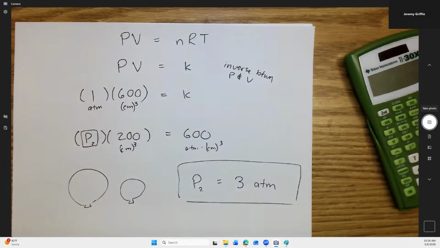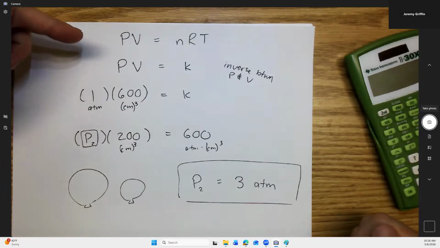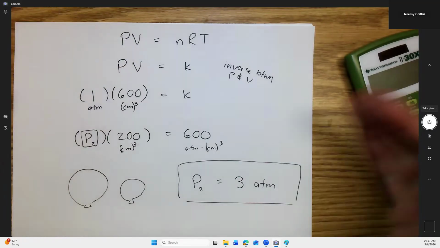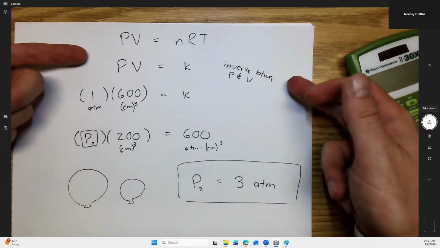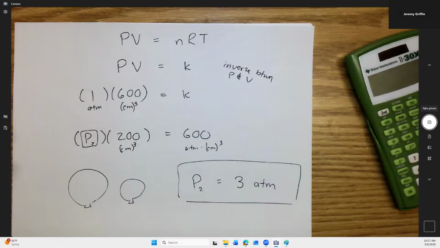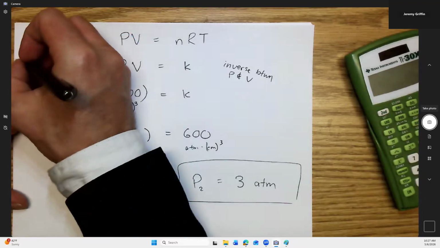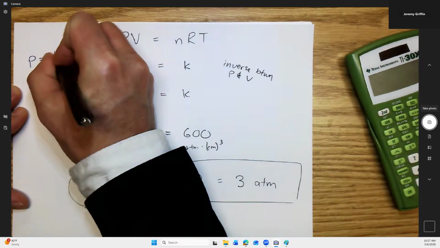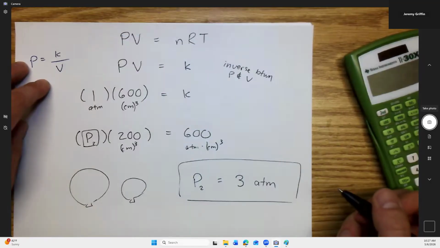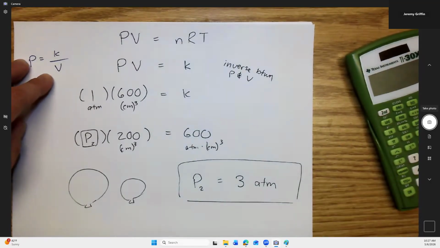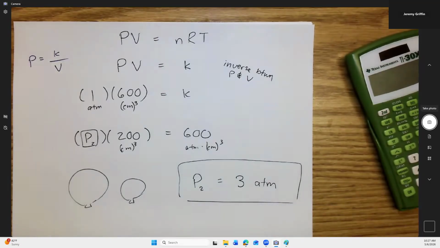So inverse relationship, you can either do the variables multiplied together as some constant that makes the variables themselves inverse to each other, or you can do pressure equals K over V. And here's another perspective that's really the same thing. So P and V are still inversely related. Either way, all right, you guys get there.